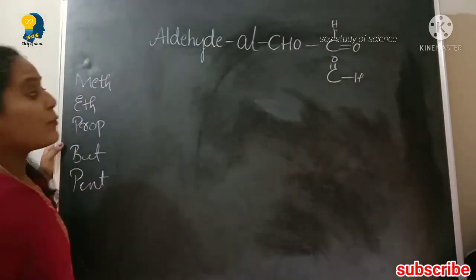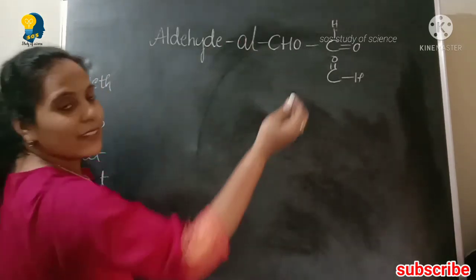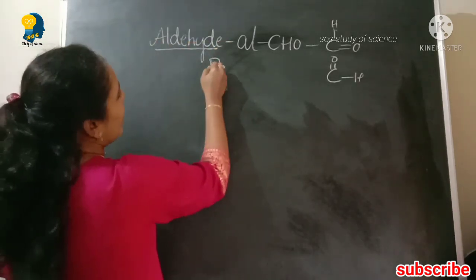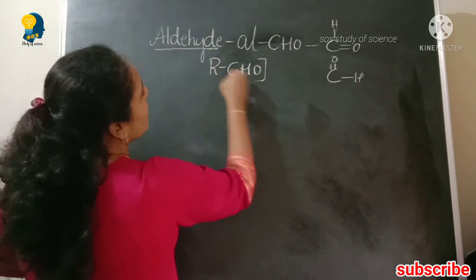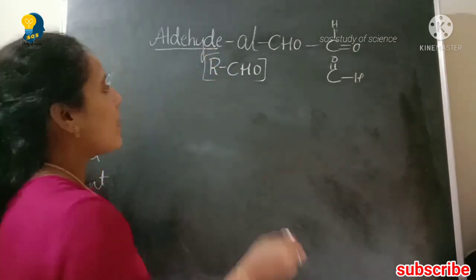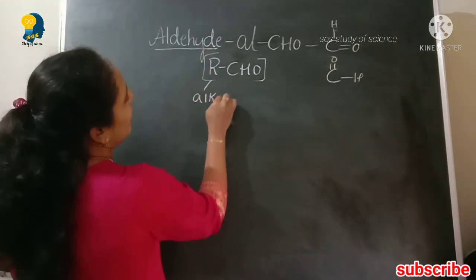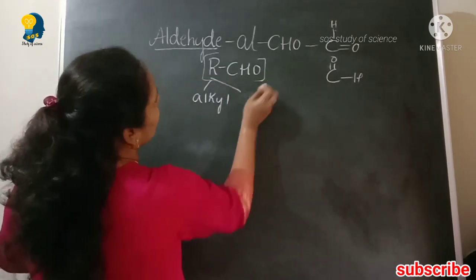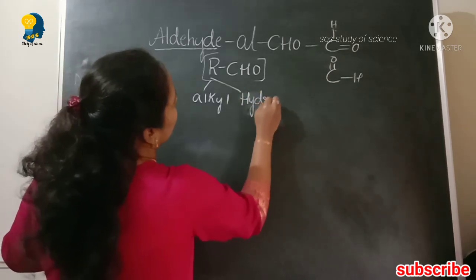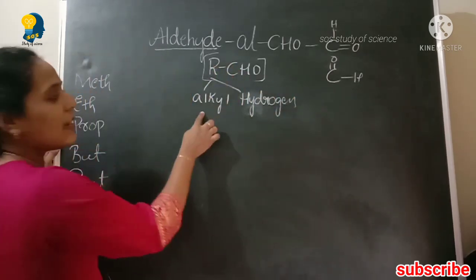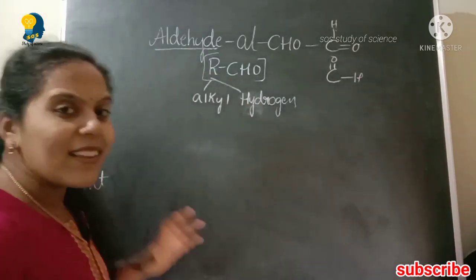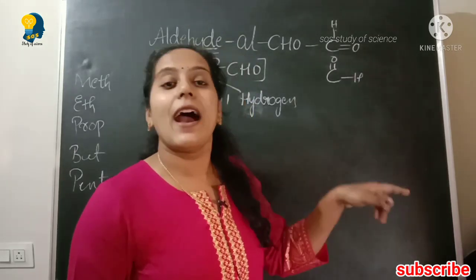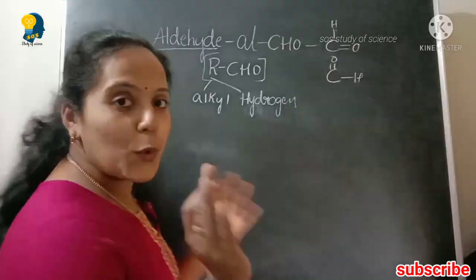Okay, so now let me write the first one, meth. Before writing that, I told you that there will be a simple general formula to remember. So aldehyde has the general formula RCHO, but here R may be alkyl or R may be hydrogen. You may have some confusion, right? From where do we get hydrogen? Why do we have to write hydrogen is a very important thing that you wanted to know.